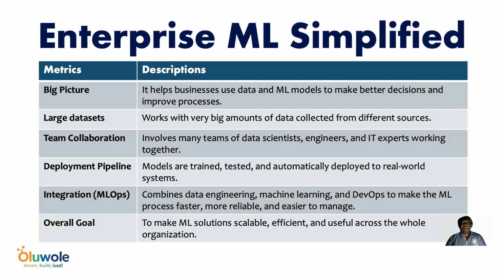First, it helps businesses use data and machine learning models to make better decisions and improve their business processes. That's what we are trying to do. That's what enterprise machine learning is all for. It's for organizations to be able to use the data they have gotten, either finance data they use to counter fraud or anything, with a machine learning model that has been built by data scientists to make better decisions and improve their processes.